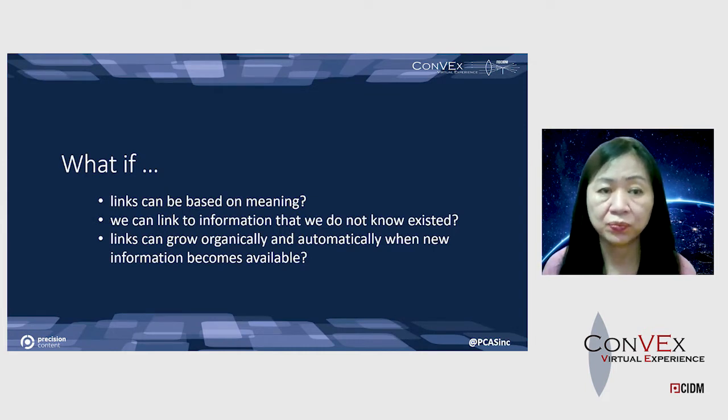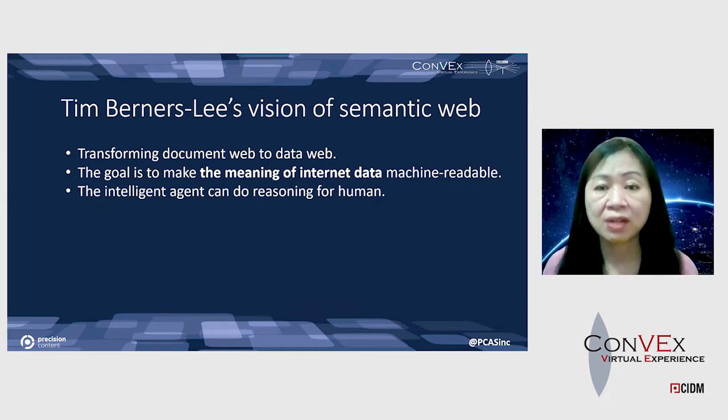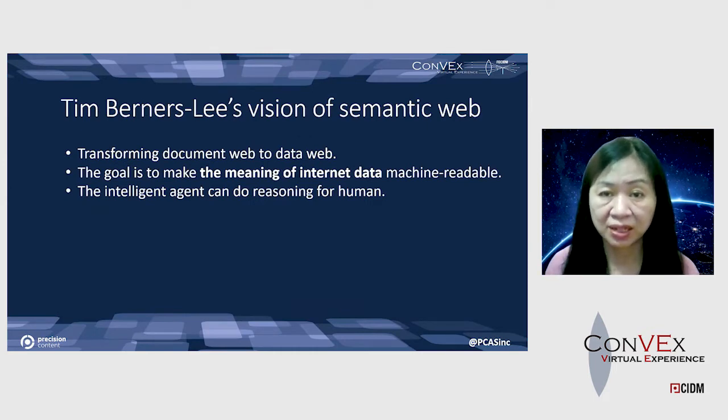Is there a better way to link information? What if links can be based on meaning, not based on the location of resources? What if we can link to information that we don't know existed? What if the link of information can grow automatically and organically whenever there's new information available online? All these are possible with semantic link.